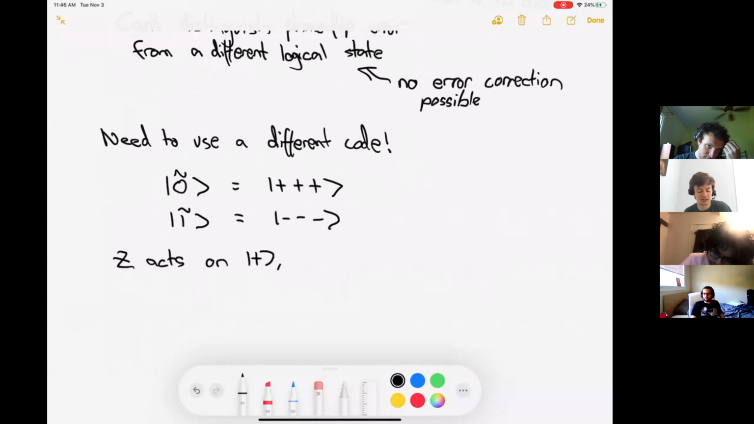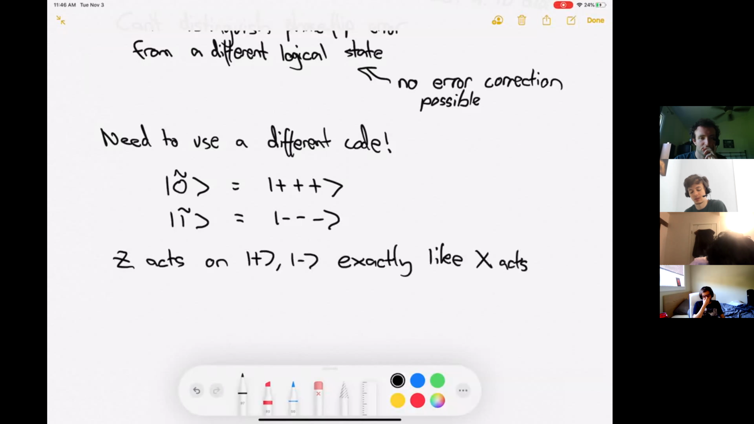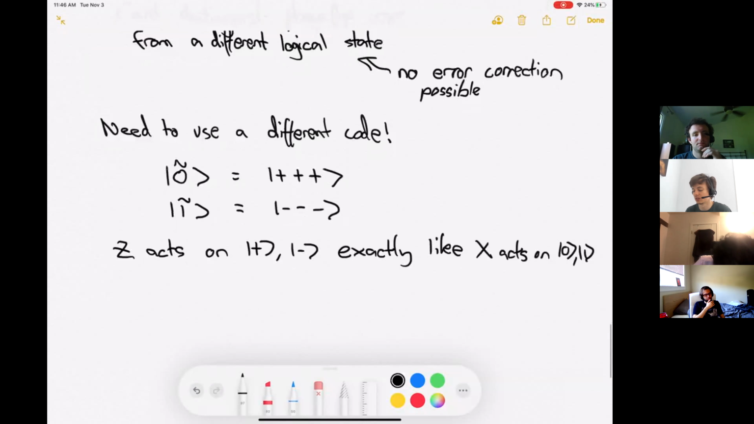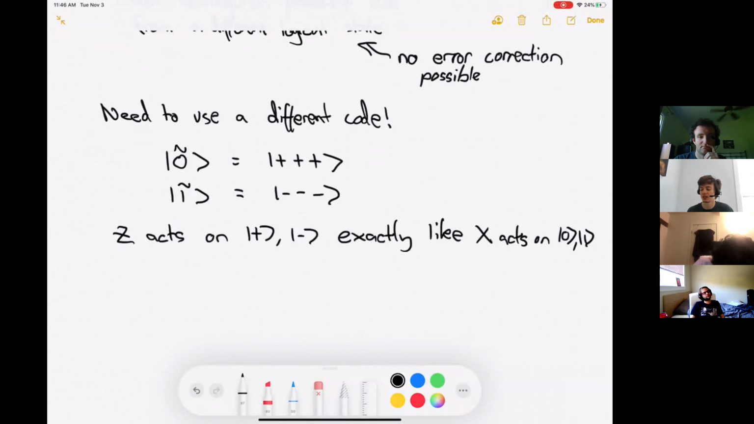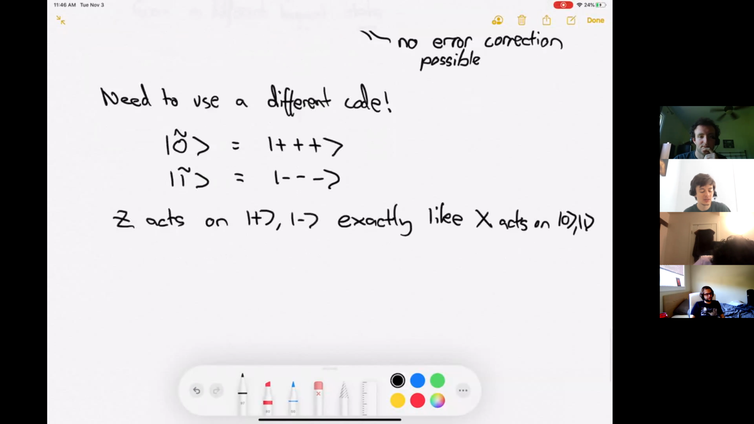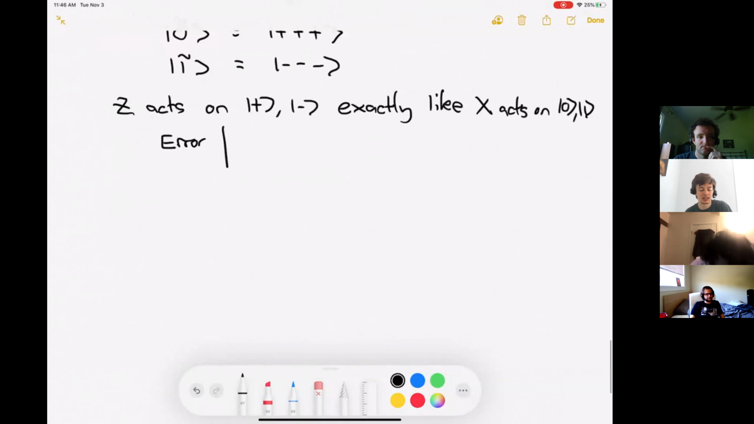Because Z acts on plus minus exactly like X acts on 0, 1, right? The difference between them is really just a choice of basis for our qubit, the choice of the 0, 1 basis. If we call things different names, they'd be exactly the same. So let's just write out the table we had before explicitly. But really it is just exactly the same code we used before, just in a different basis.